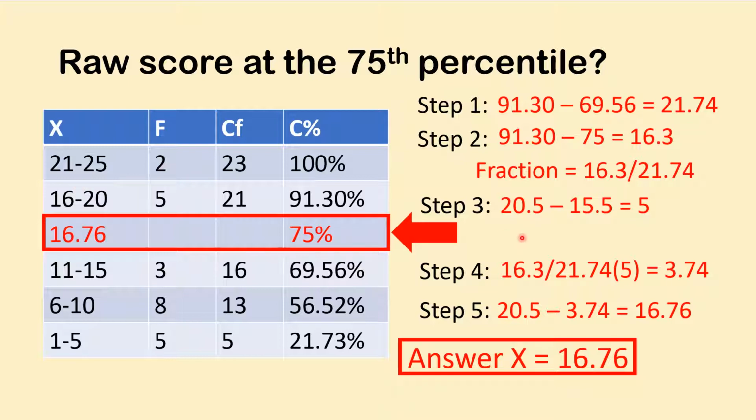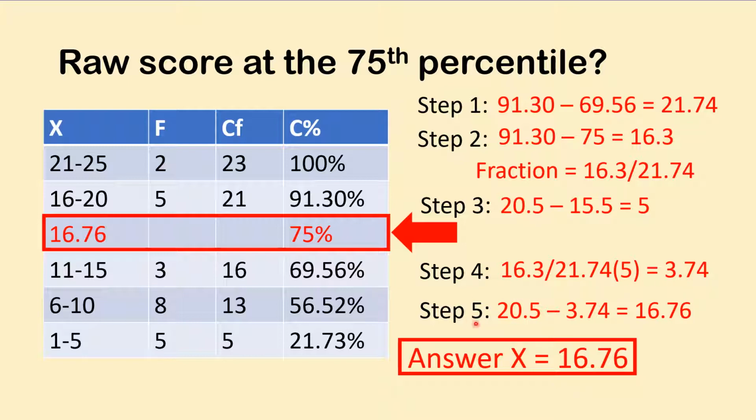But to continue with step 3. So the upper limit for 16 to 20 is obviously going to be 20, so it'll be 20.5. And then the lower limit here between 11 and 15 is going to be 15.5. We subtract the two and now we get our difference of 5. So now step 4 is to use our fraction from this side of the table with the difference we found on the other side of the table. So 16.3 divided by 21.74, then multiply by 5, you get a value of 3.74.